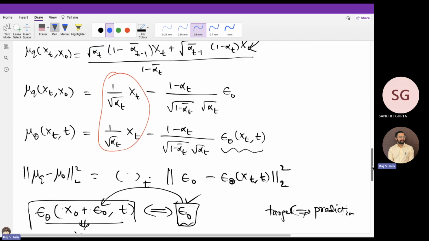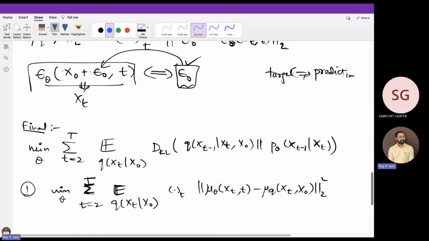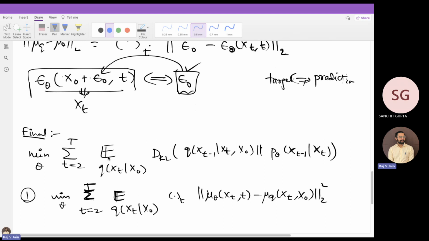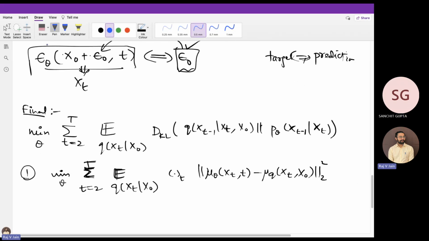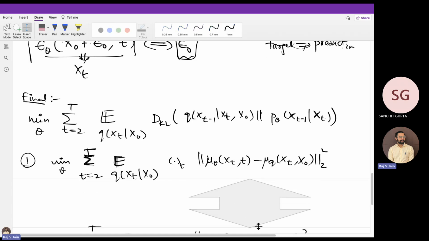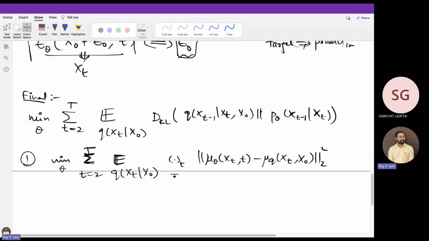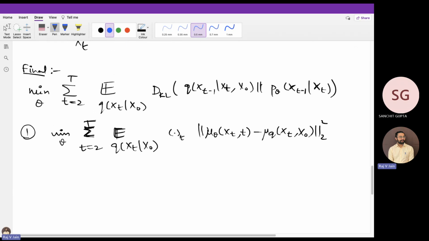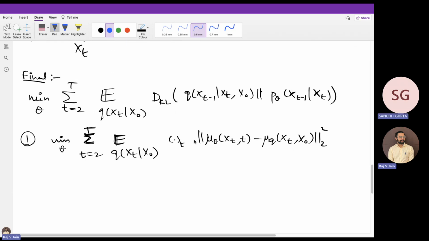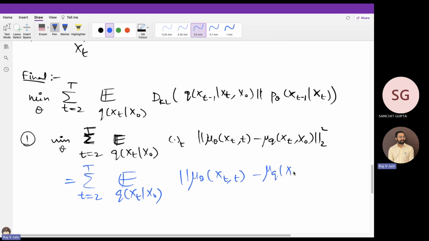We saw three different ways of getting the KL term. In the first way, this turns out to be something like this: some function that depends on t, a scaling factor, with mu theta and mu q of x naught. One thing the authors do regularly in the paper is ignore the scaling function, and they treat all of this as equivalent, so you don't scale it with time. So this becomes something like q of xt given x naught, mu theta of xt comma t minus mu q of xt comma x naught.